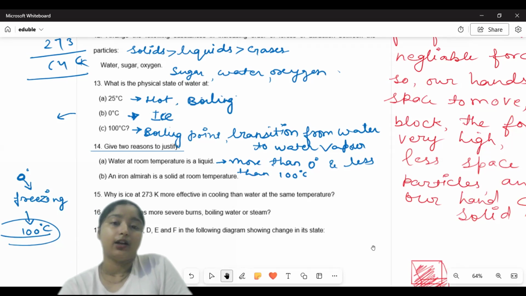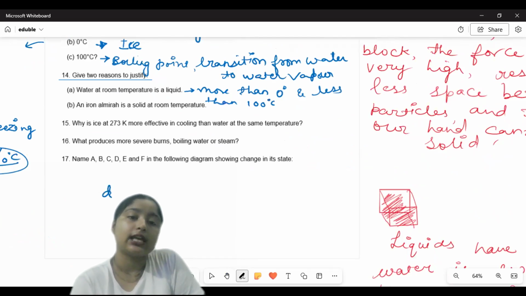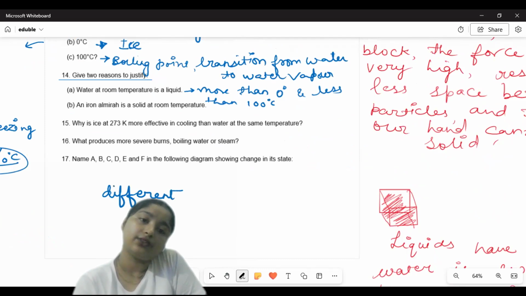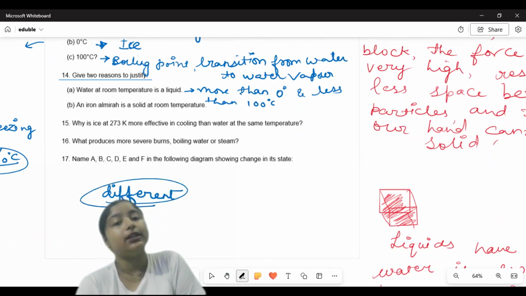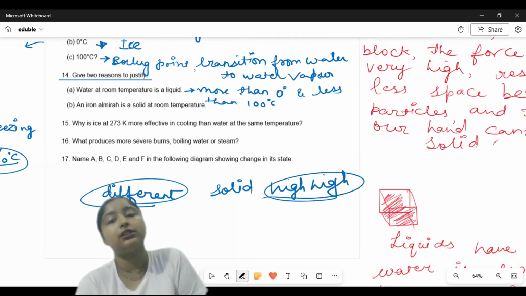Now, an almirah is a solid at room temperature. Again, see, different substances have different melting points. Like iron. Iron is a metal and is a solid. If you put a really high temperature on it, then it will start melting.